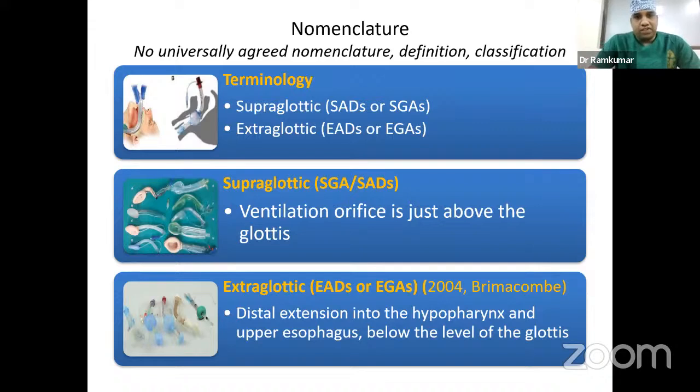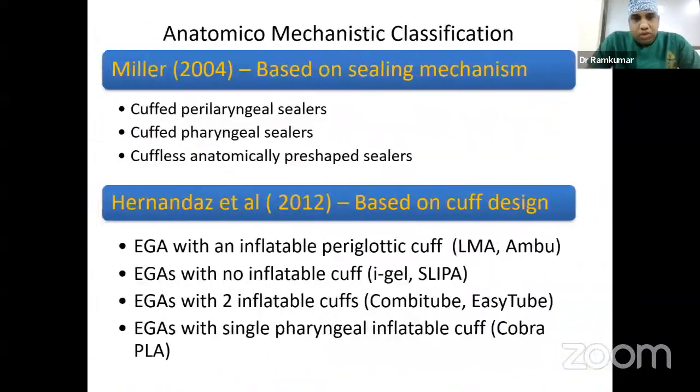So what is a supraglottic airway device? It is a device which you commonly tend to use in practice. All these devices have a mask with a ventilation orifice present just above the glottis. Whereas extraglottic airways, Senthil sir talked about the Combitubes and other tubes, have an extension, a tube which extends into the upper airway area as well. That is, the tube extends below the glottis, but the ventilation happens between the hypopharynx and the glottis. All these devices are termed extraglottic airway devices. But what we are going to see is about supraglottic airway devices.